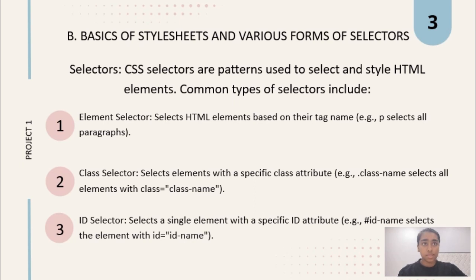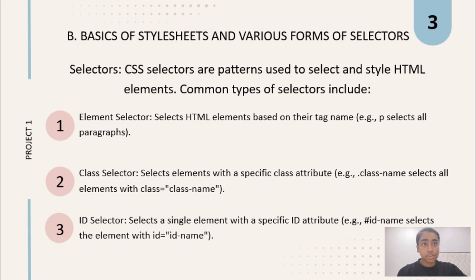Selectors: CSS selectors are patterns used to select and style HTML elements. Common types of selectors include: 1. Element selectors, which select HTML elements based on their tag name. Example: p selects all paragraphs.